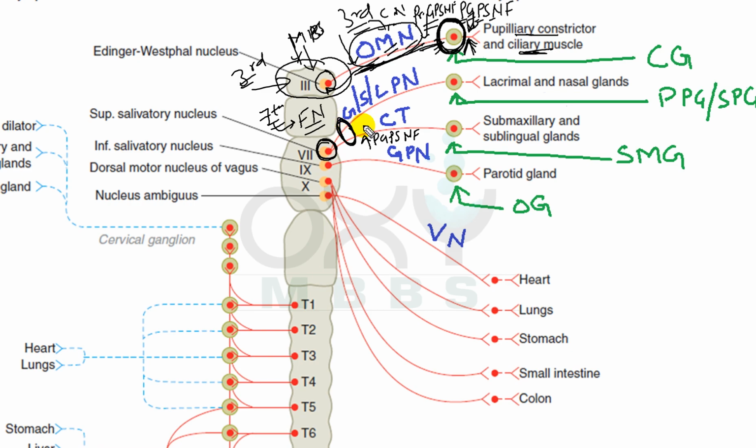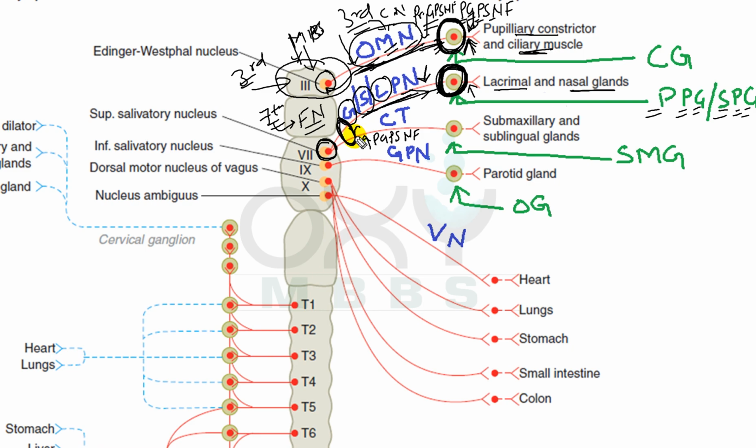Now the facial nerve has two parts. One goes towards the pterygopalatine ganglion, also called the sphenopalatine ganglion. This part of the facial nerve that forms the preganglionic parasympathetic nerve fiber is the greater petrosal nerve, also called the superficial petrosal nerve or the larger petrosal nerve. The postganglionic parasympathetic nerve fiber coming out from the pterygopalatine ganglion innervates the lacrimal glands and the nasal glands.